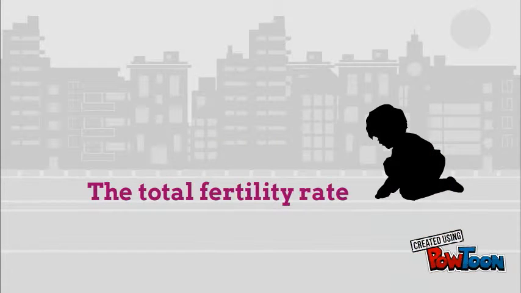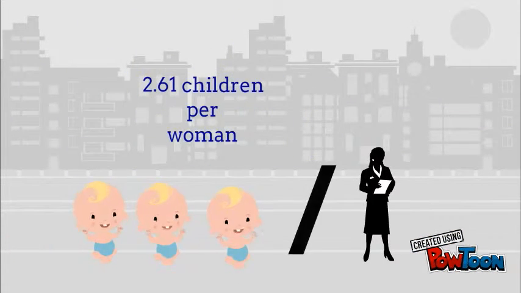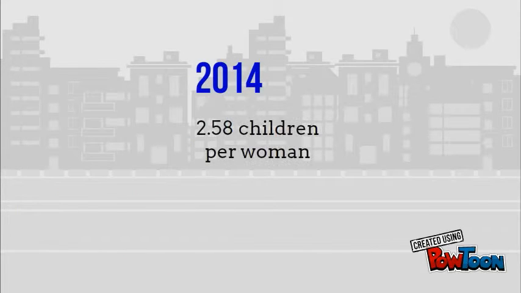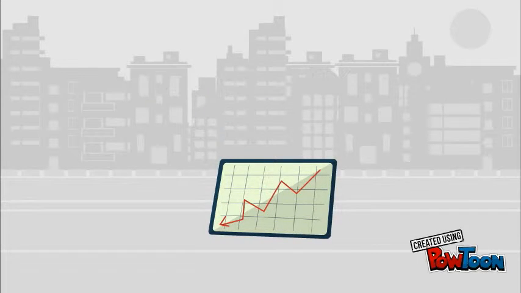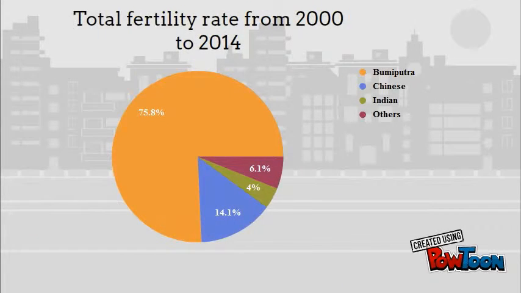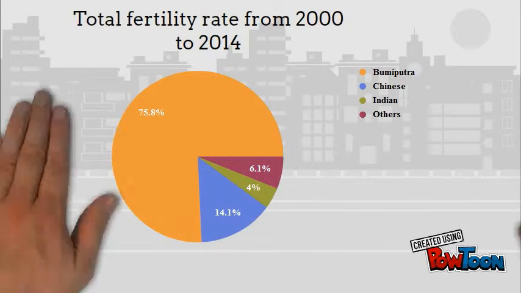The fertility rate in 2013 was recorded at 2.61 children per woman, and in 2014 it was recorded at 2.58 children per woman. This showed that the total fertility rate in Malaysia was decreasing. Let's see the graph of total fertility rate from 2000 until 2014.